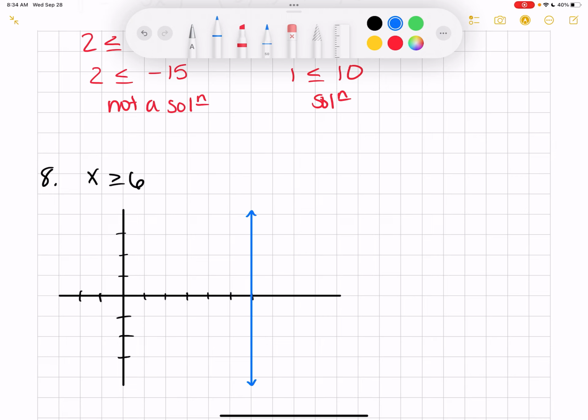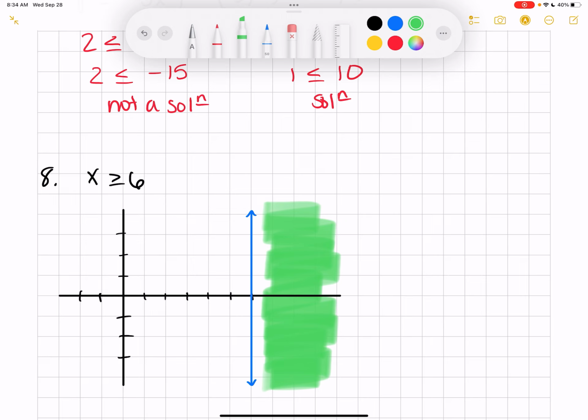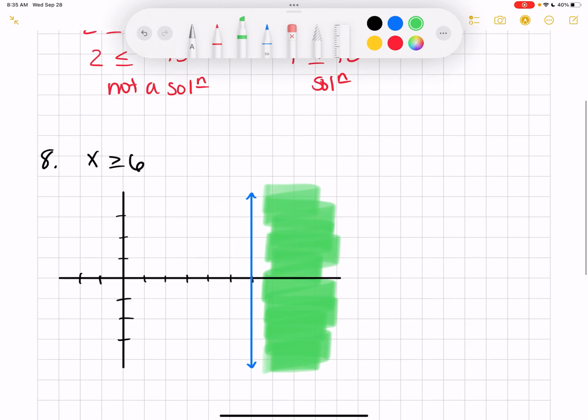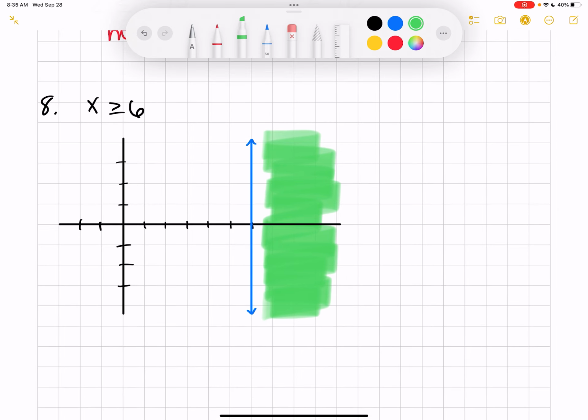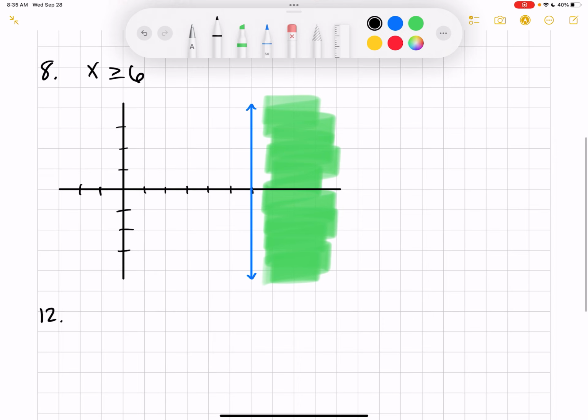And then am I shading on the left or the right? The right, because it's greater than, so it's where x is bigger. So I'm going to shade over here. And if you want to use a highlighter or something when you shade, that's cool too. Oh, wrong thing. Let's see.